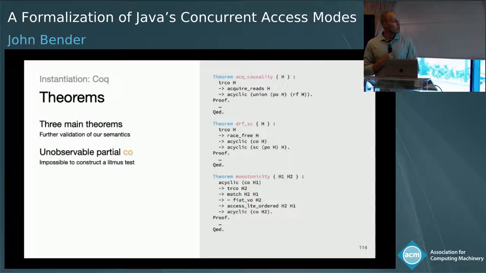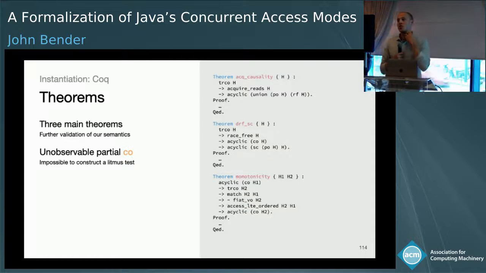OK. So the final theorem is actually kind of an interesting one. Remember what we said about the non-total coherence order. You would expect to be able to see in an example program the fact that two threads can actually see two values for the same variable at the same instant in time. So if you're writing a program down, you expect to have to take that into account. This theorem that we wrote down basically says you can't construct that program for our semantics.